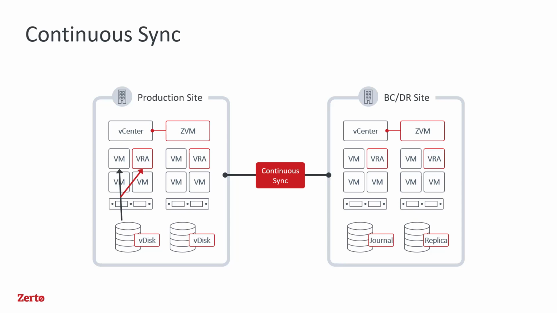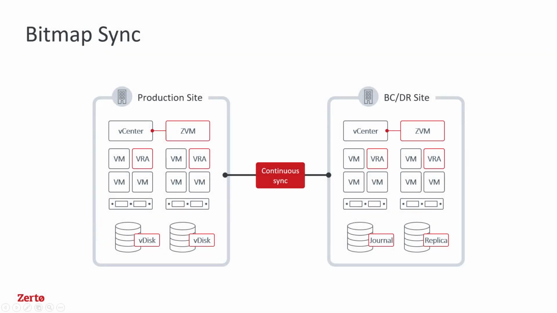Every 5 to 10 seconds, the source VRA will compress those writes and send them to the target VRA. The target VRA then writes to the journal. When the journal fills up, the next checkpoint causes the oldest checkpoint to flush to the replica disk. The length of the journal is defined in VPG settings and can be anywhere from 1 hour to 30 days.